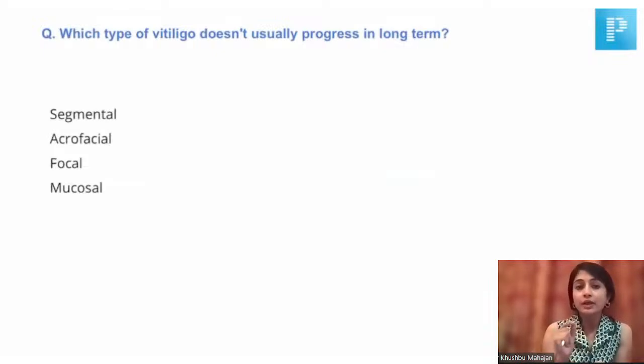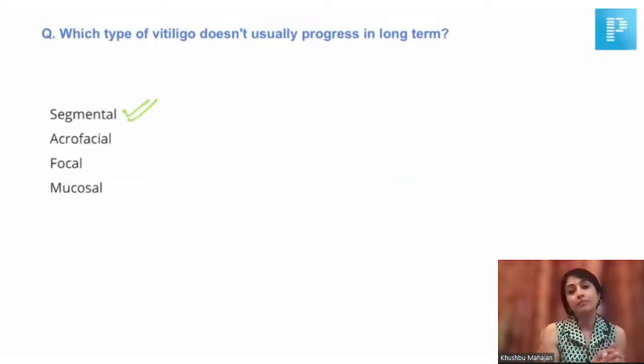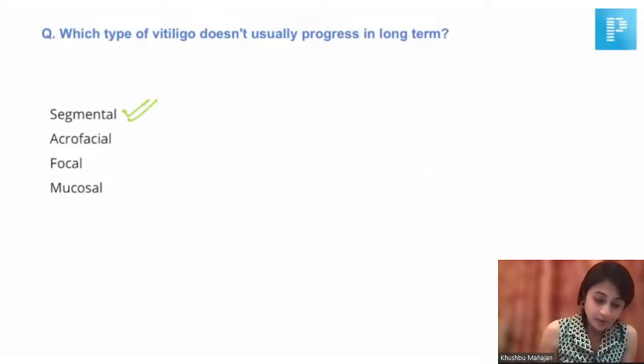So here, if these were the options and this was the question, the answer would be segmental, because segmental vitiligo usually does not progress. It is limited to that dermatome, and that is why it is also not very responsive to medical treatment or phototherapy. There is a speculation that a neurogenic hypothesis is involved. There is a neurotransmitter which is being released in that particular nerve area, and that is why you get that vitiligo. Yes, absolutely right.